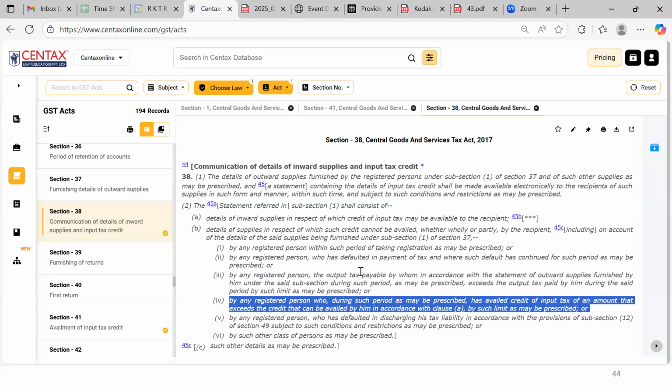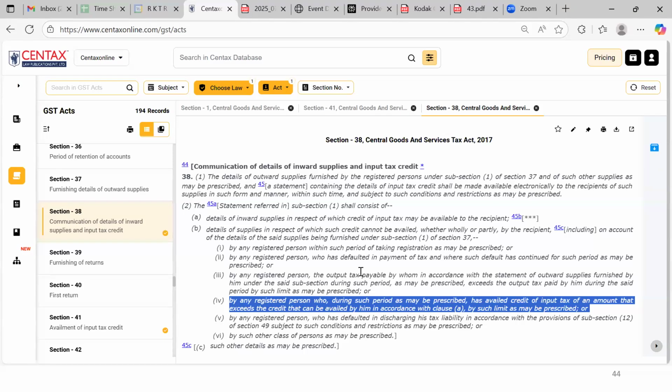there are suppliers who have modified the figures. For example, in 2B there is 100 rupees, and if I have taken 110 rupees or 115 rupees in my 3B, then this situation will come. As of now, it is not. I didn't get that example. Can you please repeat once again?